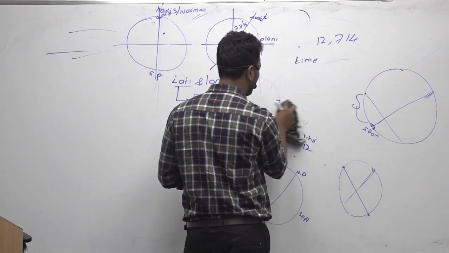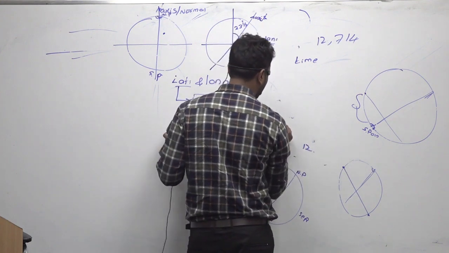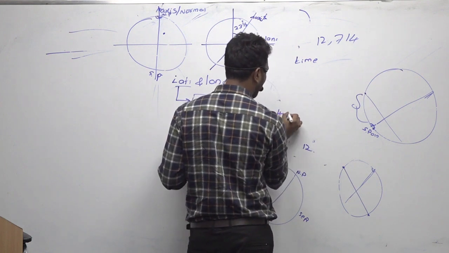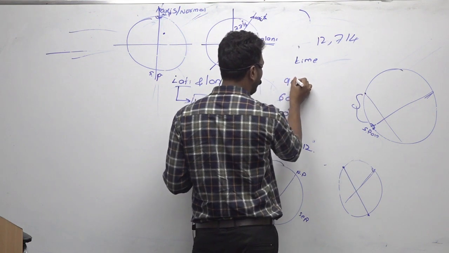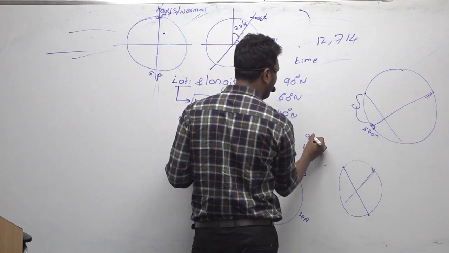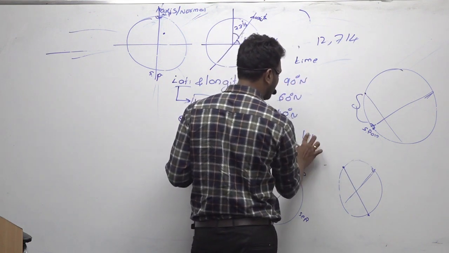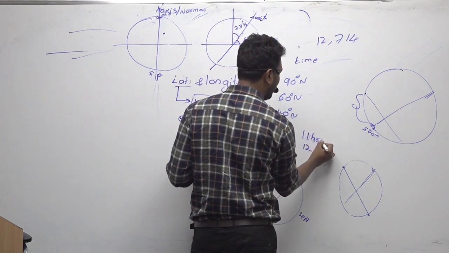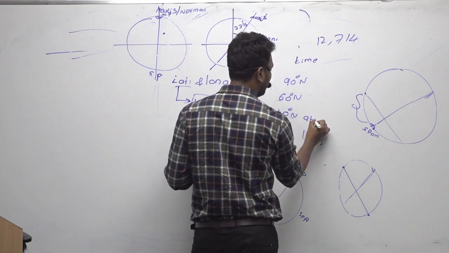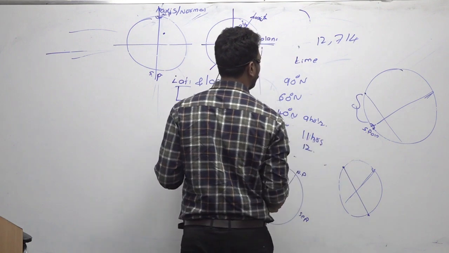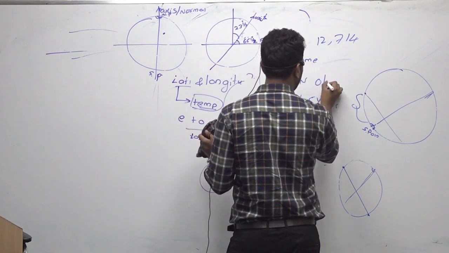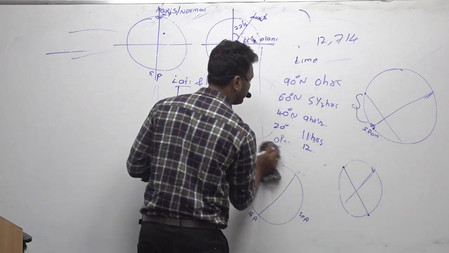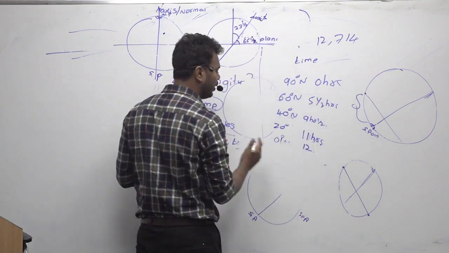Sorry, I have to add 20 also. 20 degrees, 40 degrees north, 60 degrees north, 90 degrees north. So here it will be 11 hours. Slowly it is decreasing. Here it will be 9 hours. Here it will be 5.5 hours. And here it will be 0 hours at the winter solstice, that is in the December.